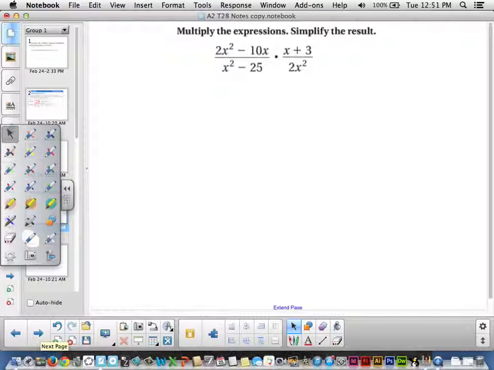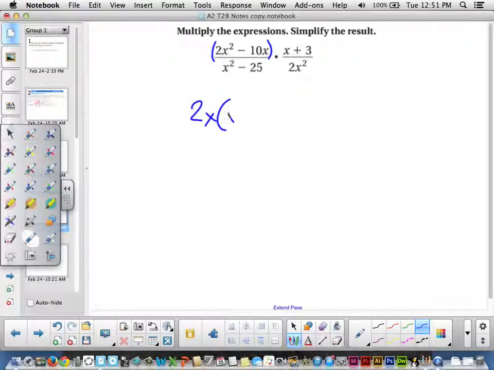Try this one on your own. Pause and try it on your own. So what we do with the first fraction, the numerator, you're going to pull out common terms. It looks like there's a 2 and an x in both terms, so we're going to pull out 2x. I'm left with x minus 5.